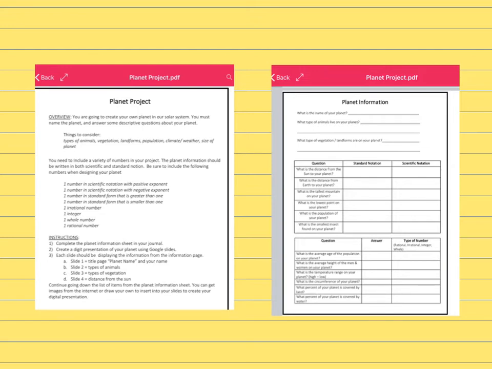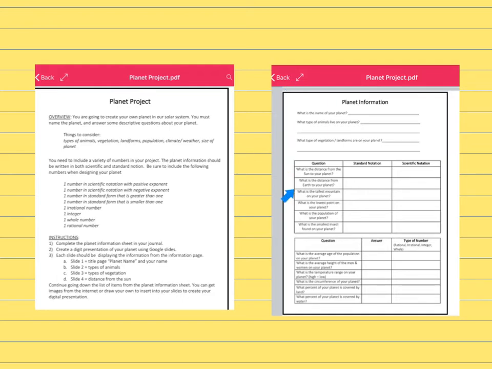The first one that you see on the left tells you the overview of the project. There are things you need to describe about your planet. They are the types of animals, vegetation, landforms, the population, the climate or the weather, and how big your planet is. Some things that you need to include in your planet, the different types of numbers that we've been talking about, are scientific and standard notation forms of numbers. So you need to have at least one of each one of these types of numbers listed on the screen right now. This is also in your journal and on Canvas as well.